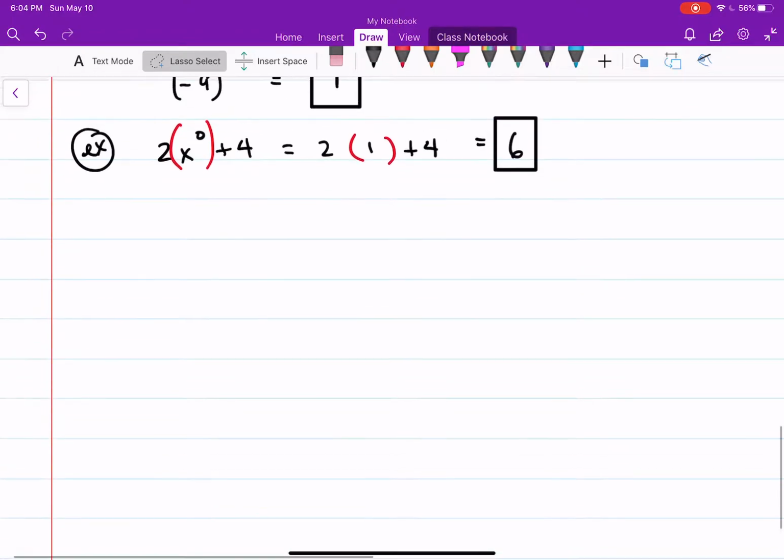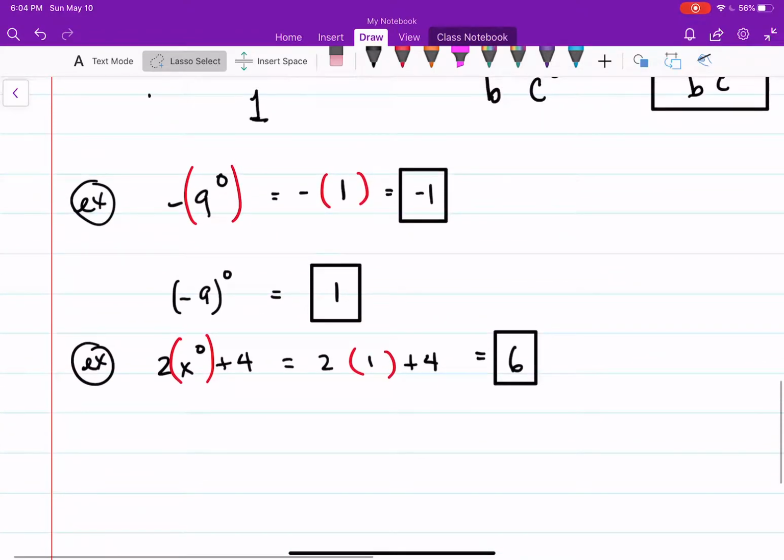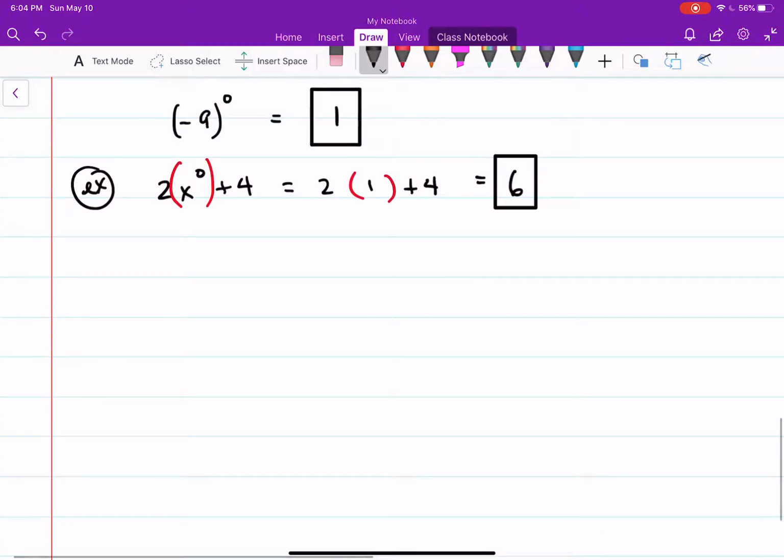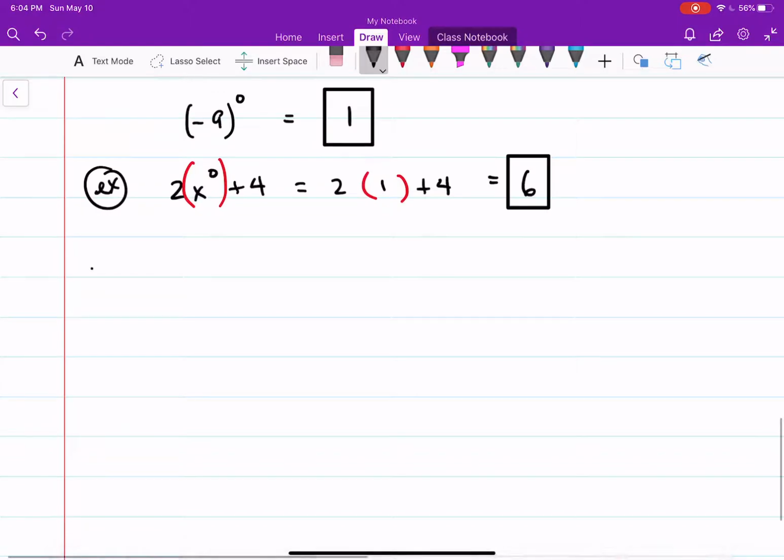All right. So enough with those 0 powers. I just want you guys to understand those. I think those are important. So let's take a look at the next problem here that I have. All right, so I have another example here.